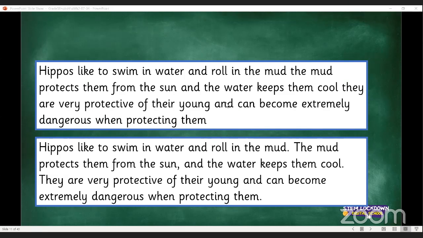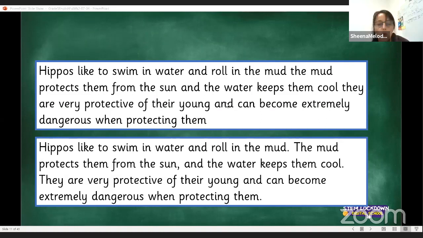Okay, I'm going to start. Hippos like to swim in water and roll in the mud. The mud protects them from the sun. The water keeps them cool. They are very protective of their young and can become extremely dangerous when protecting them.